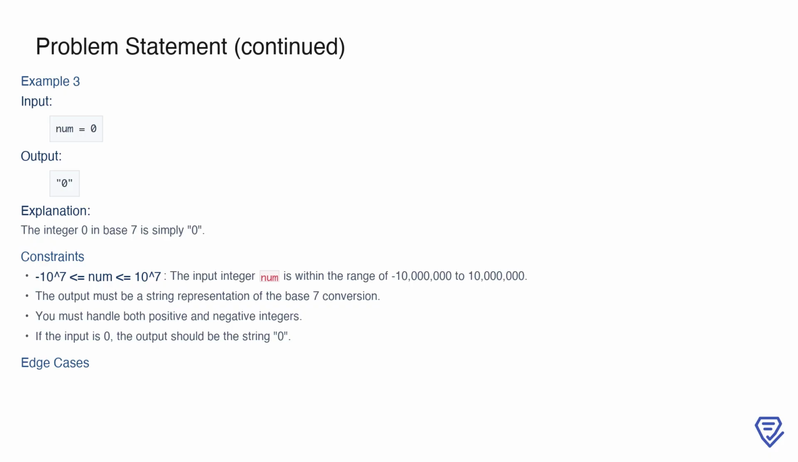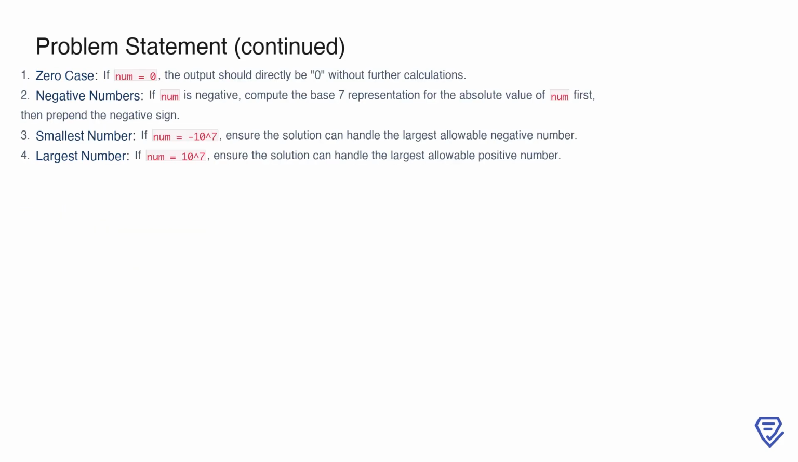Now, let's look at the constraints for this problem. The input integer, number, is guaranteed to be between -10 million and 10 million. The output must always be a string representing the base 7 conversion. Additionally, both positive and negative integers must be handled correctly. Special care should be taken for the input 0, as the output in this case will always be the string 0.